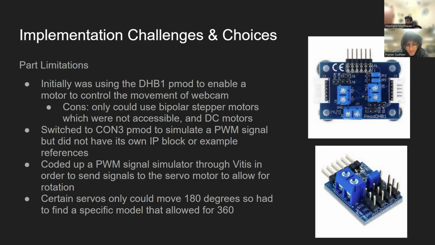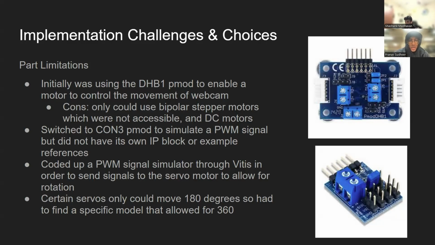So we decided to switch to the Con3 PMOD, which was a PMOD that can simulate a PWM signal. However, it did not have its own IP block or any example references, as it uses a regular GPIO block on the IP block diagram. So that left us with the challenge of figuring out how exactly it worked using references online, which wasn't too horrible, but it did add some time.